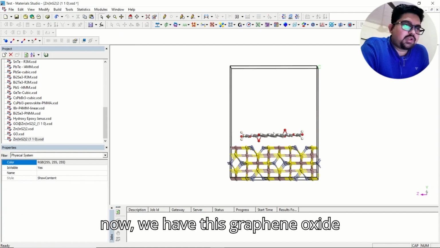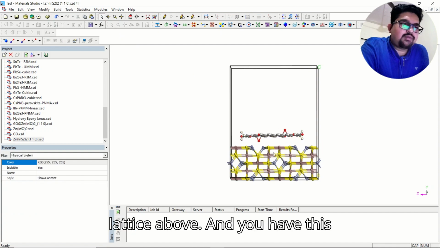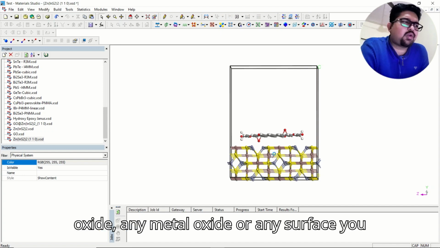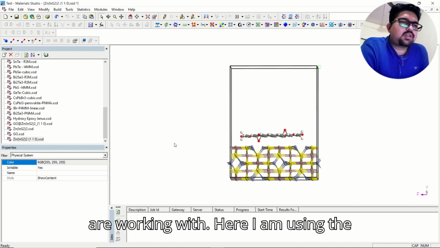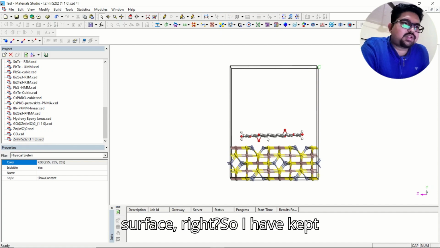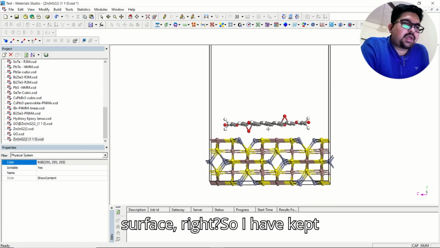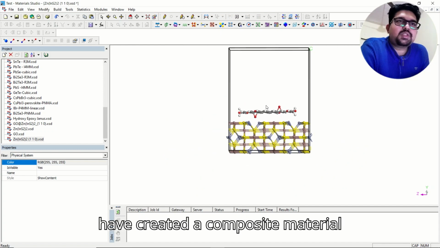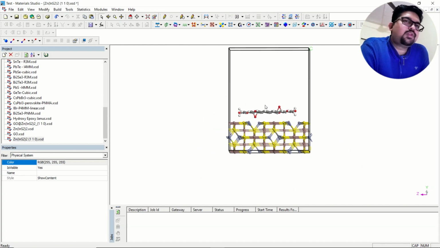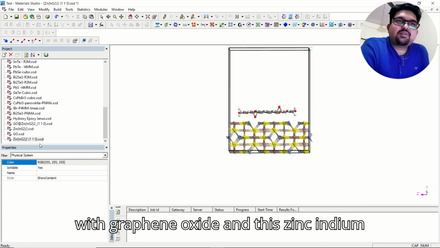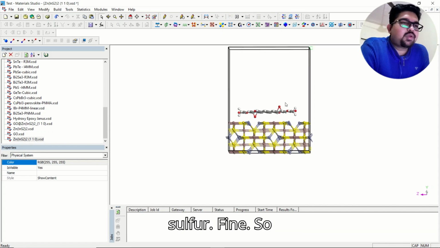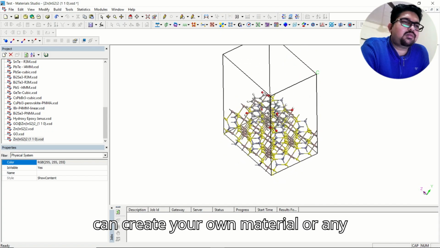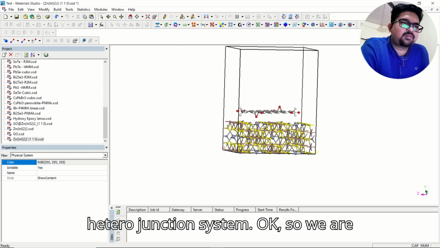And now we have this graphene oxide lattice above, and you have this, whatever, suppose you are having zinc oxide, any metal oxide, or any surface you are working with. Here I am using this surface, right? So I have kept this graphene oxide lattice on this. So I have created a composite material with graphene oxide and this zinc indium sulfide. Fine. So similarly, you can use anything and you can create your own material or any heterojunction system.